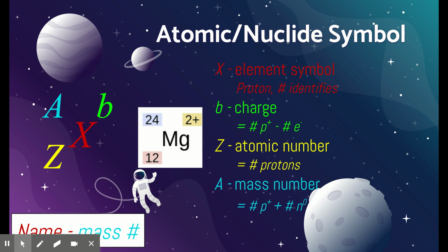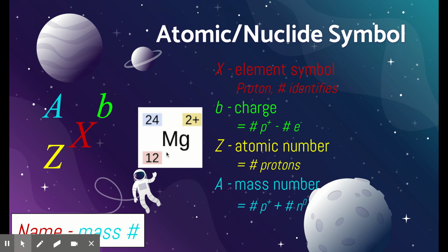So what I can do, if I have all those pieces of information, is I can write what is sometimes called an atomic or a nuclide symbol for any atom. You see here for magnesium, we have the symbol in the middle, so that is what identifies the element. In the bottom left-hand corner, we have the atomic number, or the number of protons. In the top left-hand corner, we're going to have the mass number, so that's the number of protons plus neutrons. And in the top right-hand corner, we're going to have the charge, and that's going to be the number of protons minus the number of electrons.